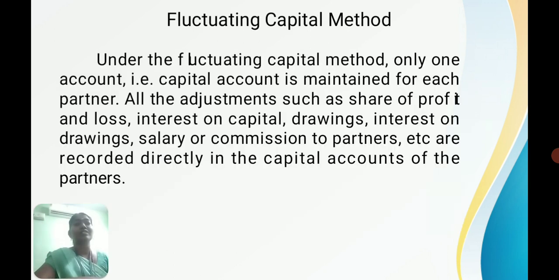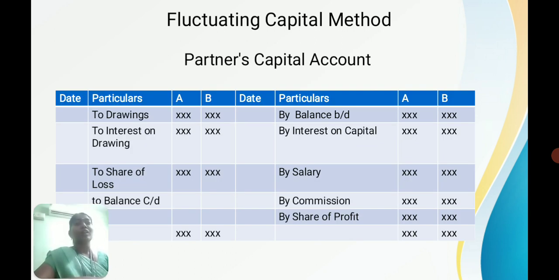Next one is the fluctuating capital method. From the name itself, we can understand that the capital amount fluctuates from the beginning to the end. All the adjustments are entered and made in the partner's capital account itself. So the opening capital and the additional capital amounts vary because of the adjustment entries. This is the specimen of the fluctuating capital method. Only one account is prepared, that is the partners capital account.